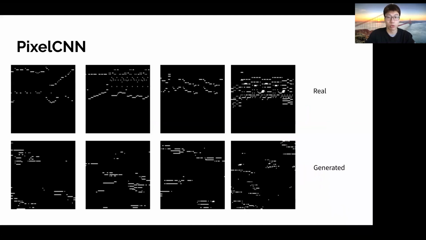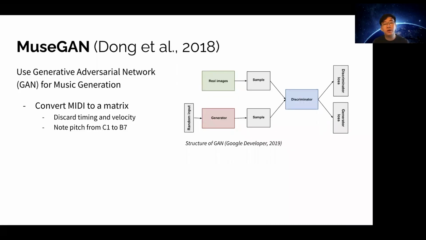Here are some comparisons between real and generated images. You can find that for the real image, there are fewer notes at the bottom. That is because for piano, pitches played by humans are usually from C2 to G5, but PixelCNN could generate pitches from A0 to G9 at the same time, which is impossible for humans to play. After cherry picking, some generated results are quite interesting. We will show them later. So when we think of image generation, GAN will come to our mind.